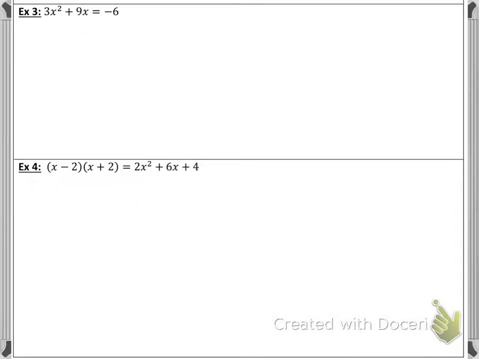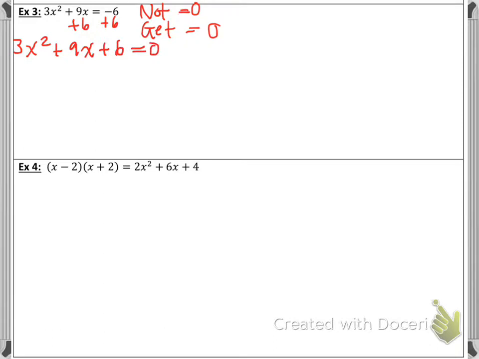So in the next example, it looks very similar, 3x squared plus 9x, but now I don't have it equal to 0, right? So this is a problem. If we don't have it equal to 0, we can't apply the ZPP. So we have to get it equal to 0. So if I'm looking here, how can I get equal to 0? Well, I'd have to add 6 over to the other side. And I'd get 3x squared plus 9x plus 6 is equal to 0.